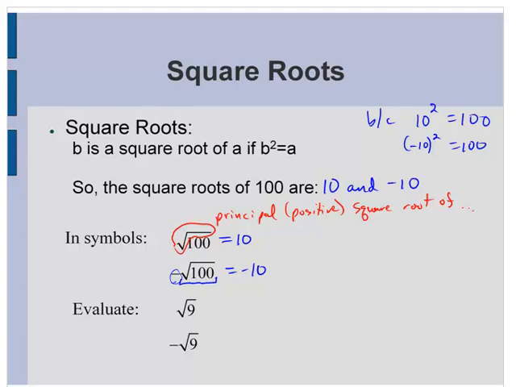Alright, so then here's a couple more. In symbols, how would that evaluate? So this says the principal square root of 9, and so that is 3, because 3 times 3 is 9. And then in symbols, the square root of 9 is 3, and changing its sign, this will give you negative 3.